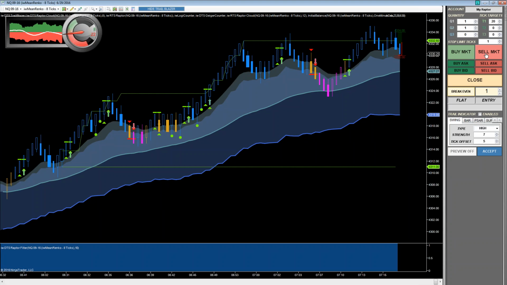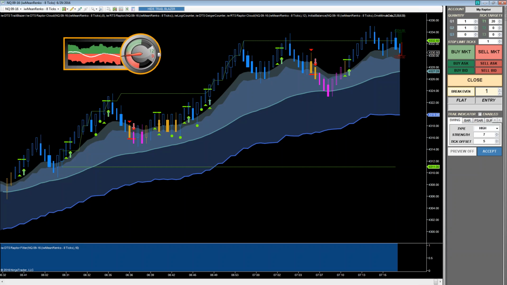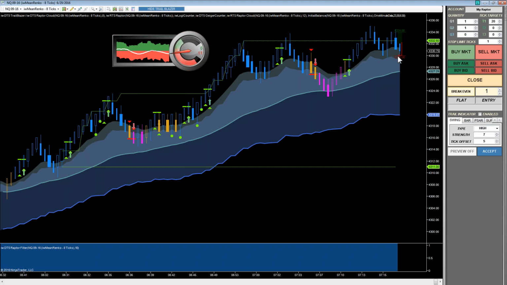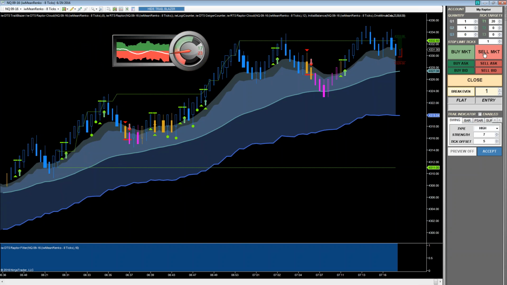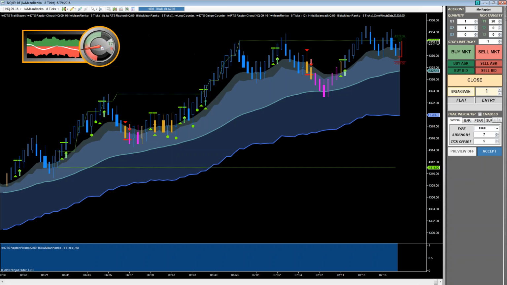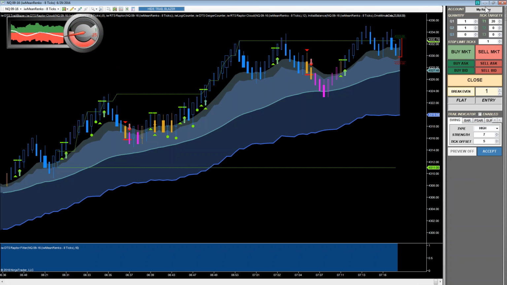All right, let's see if the Raptor's going to give me that soft edge sell. This little envelope that you see printing around the bar, that's part of the Geiger Counter as well. So you don't always have to look at the Geiger Counter. This gives you the immediate short-term bias. Right now it's printing red, so the immediate short-term bias is down. All right, not quite ready yet. Let's see what else is going on.